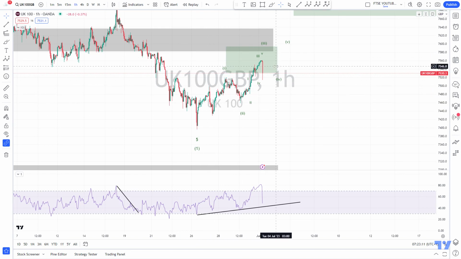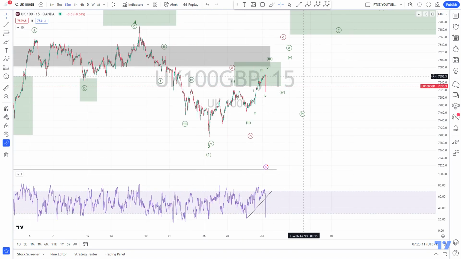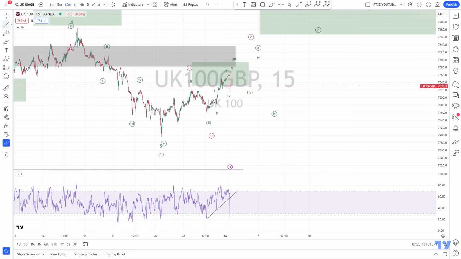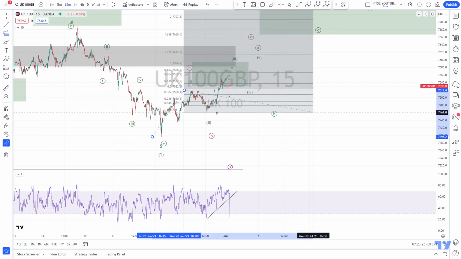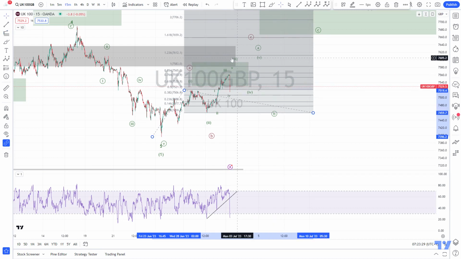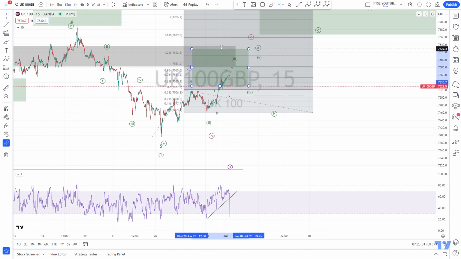So let's have a closer look at the 15-minute. If it is an ABC, then our new area becomes this one here, between the 1 and the 1.618 FIB extension.